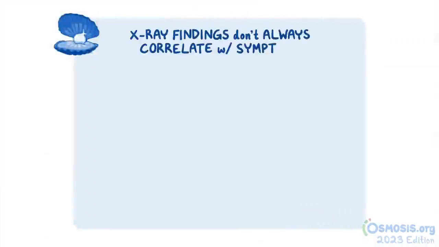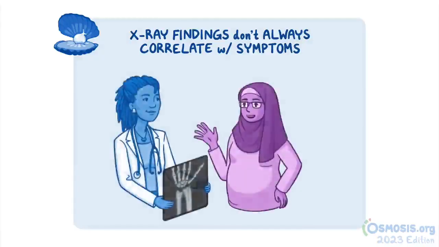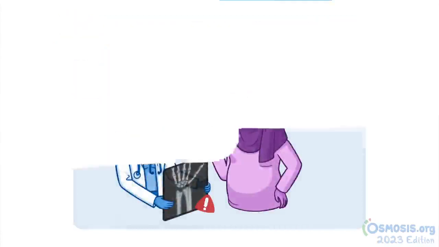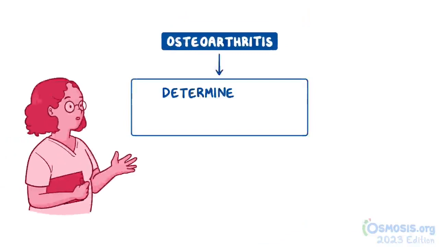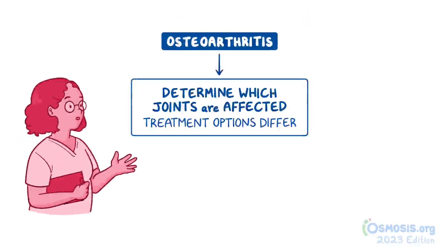Here's a clinical pearl to keep in mind. X-ray findings don't always correlate with symptoms in patients with osteoarthritis. For example, the X-ray could show severe joint damage, but the patient may only have mild symptoms. Now, once you have diagnosed osteoarthritis, the next step is to determine which joints are affected. The treatment options differ based on which joints are involved.